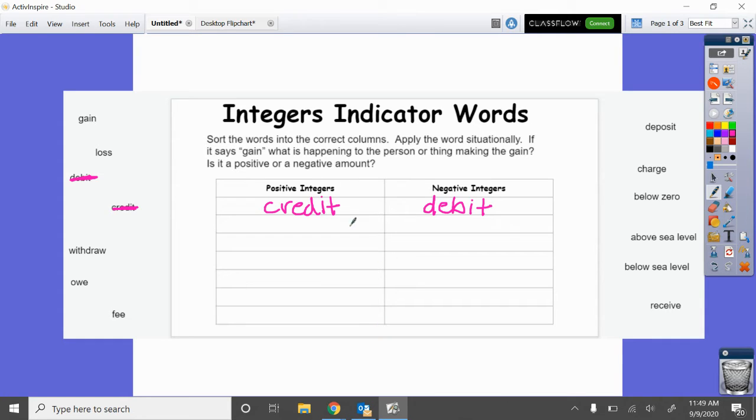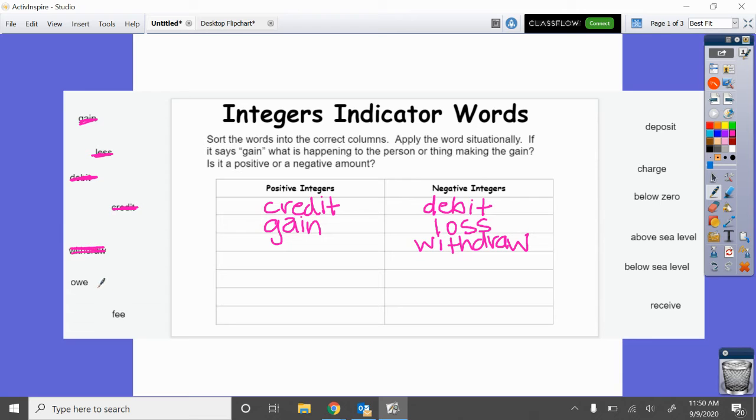All right, at this point, you've had a minute, you've filled in your table, so let's see if you lined everything up right. A gain is going to be a positive amount. A loss is going to be a negative amount. That's pretty straightforward. Okay, withdraw. So think about what's happening to your bank account. You go and withdraw money out of that bank account. That means your balance is going down. That's a negative integer.